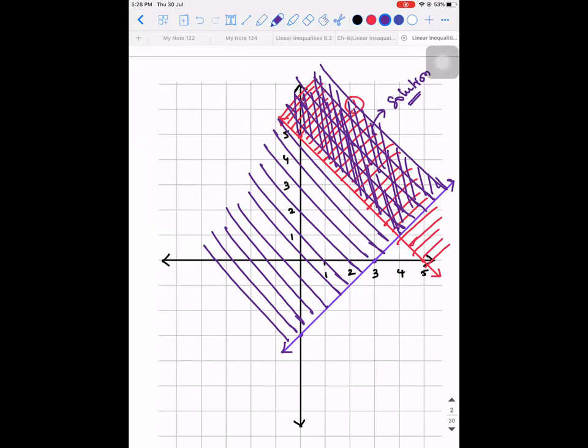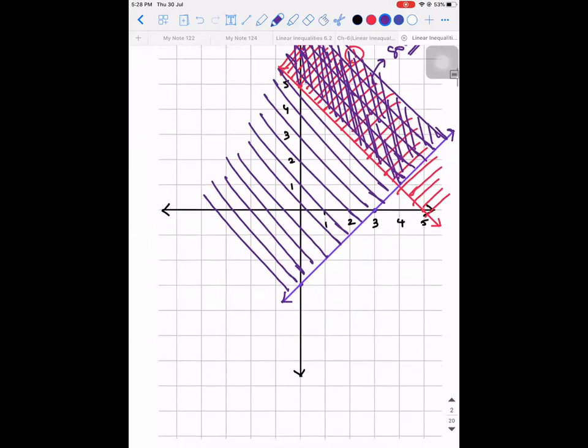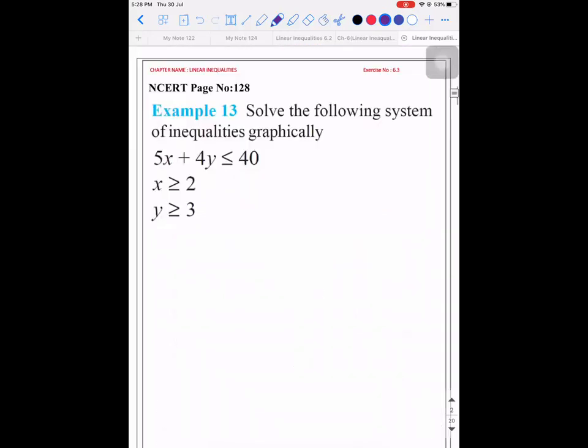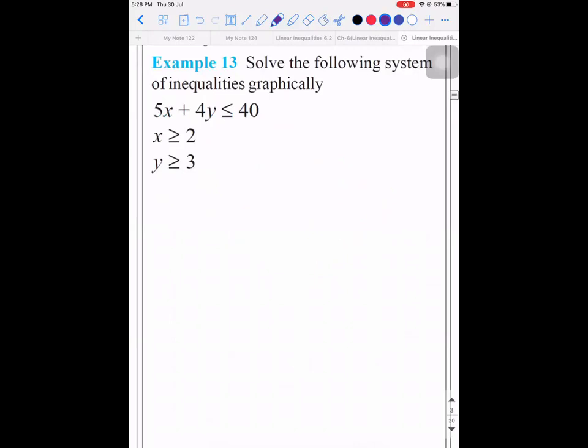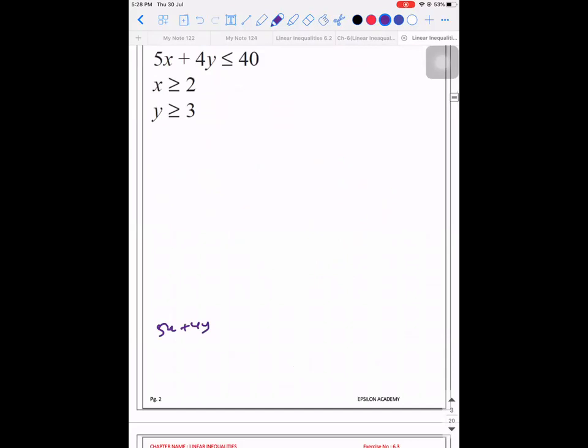Okay. Shall I proceed to the next one? Yes, sir. So here what you have is, you have three inequalities. What are they? 5x plus 4y is less than or equal to 40. x is greater than or equal to 2. y is greater than or equal to 3.